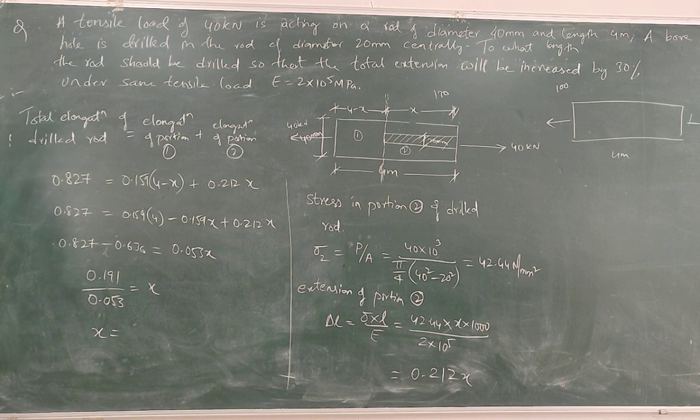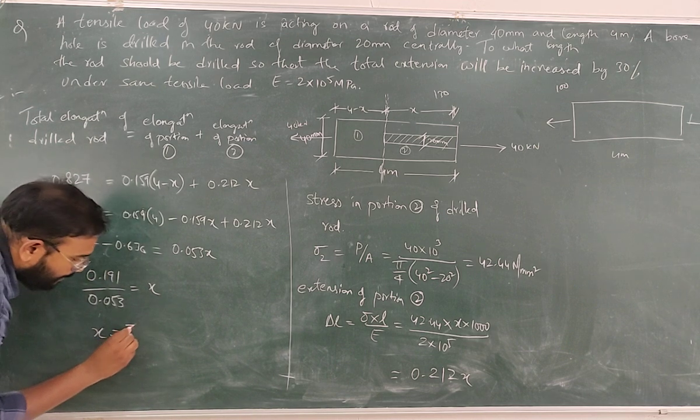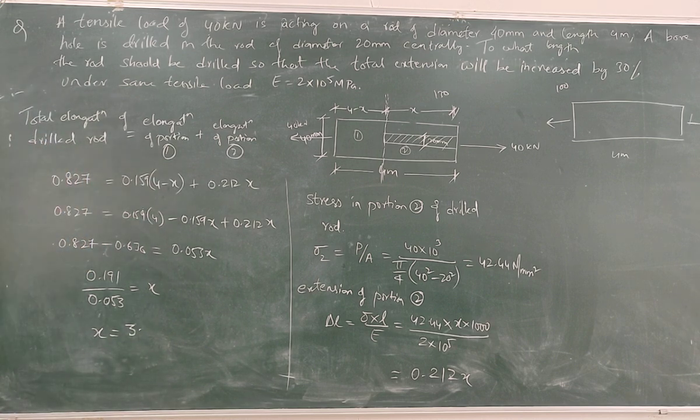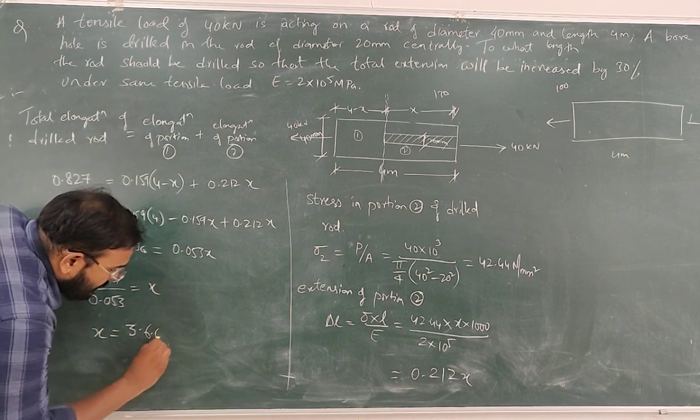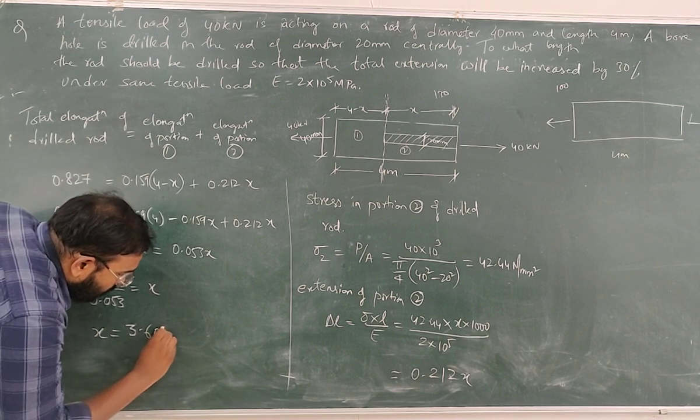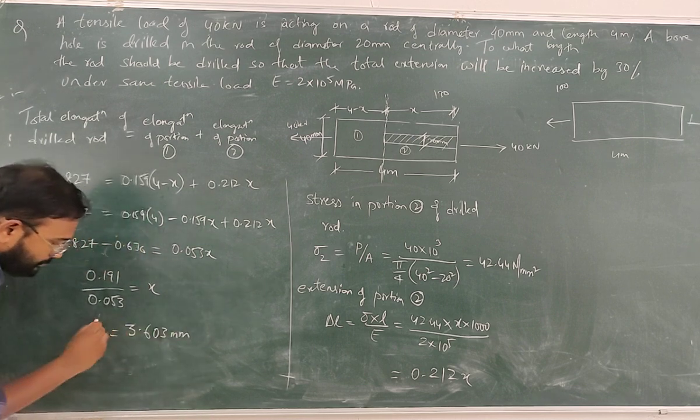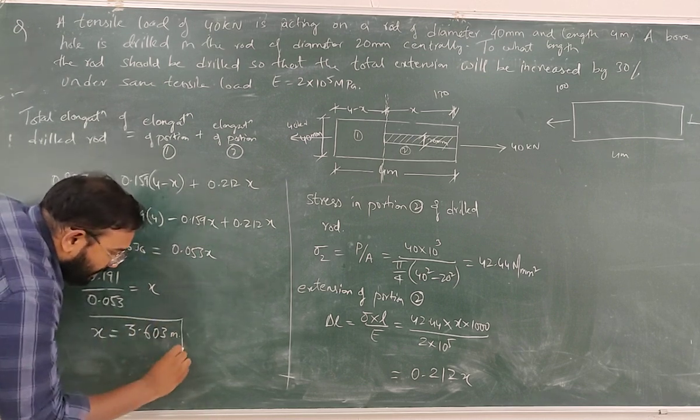0.827 minus. Tell me what is 0.159 into 4? 0.636. Correct? Okay, this is correct. Subtracting. So x is 3.603 meter.